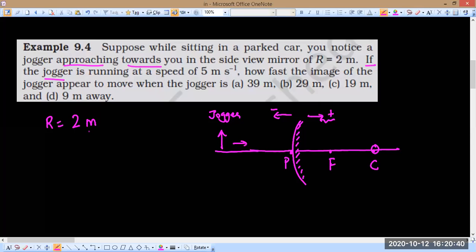So r is equal to 2 meter, and this jogger is moving towards the mirror with what speed? Speed of jogger is given to be 5 meter per second. How fast the image of jogger appears to move when the jogger is at 39 meter?